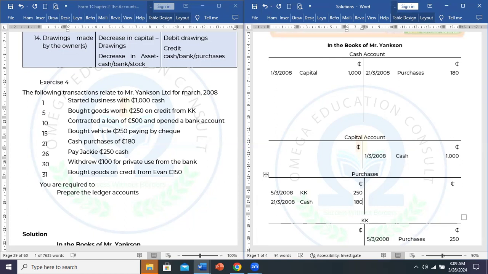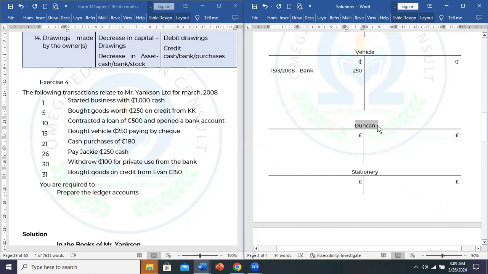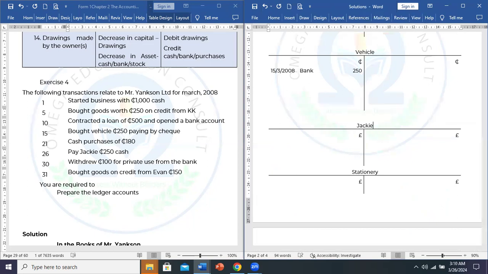So we are paying Jackie. We are making payment to a person, Jackie. So Jackie's account and then cash account will be the two accounts. I'm sure Jackie would be our supplier or creditor. That's why we are paying her. So here we need the cash account, which is here, and then Jackie's account. We don't have Jackie's account, so we need to open Jackie's account.